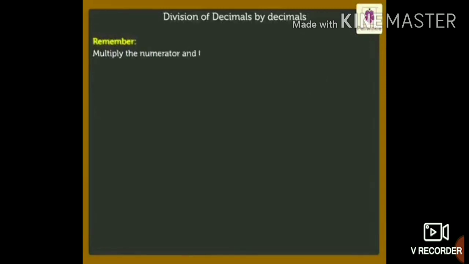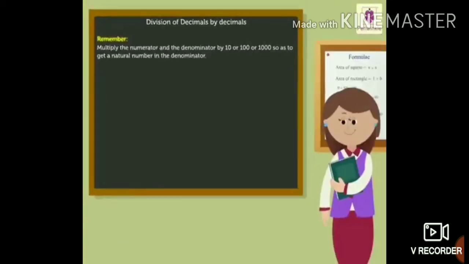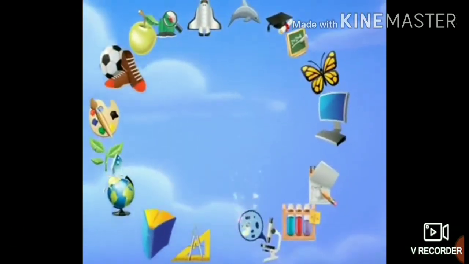The point to remember is to multiply the numerator and the denominator by 10, 100 or 1000 to get a natural number in the denominator. This is the way you can do it.